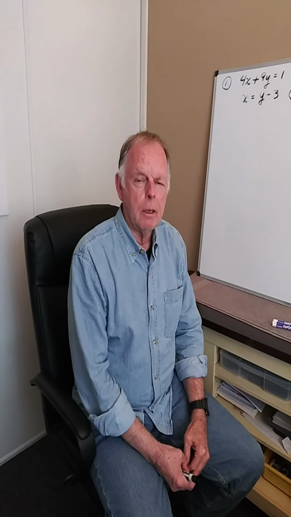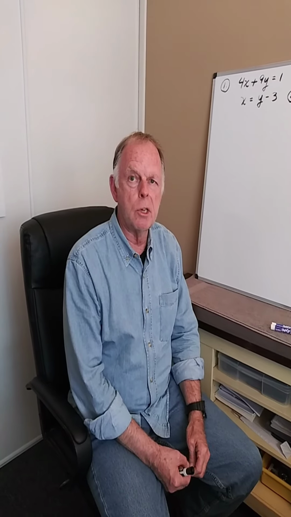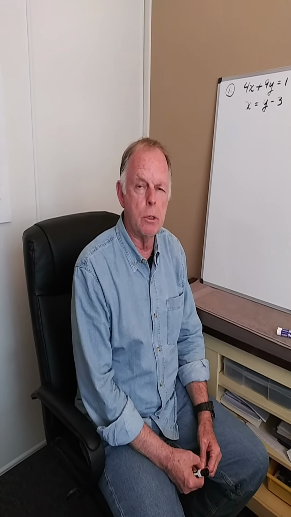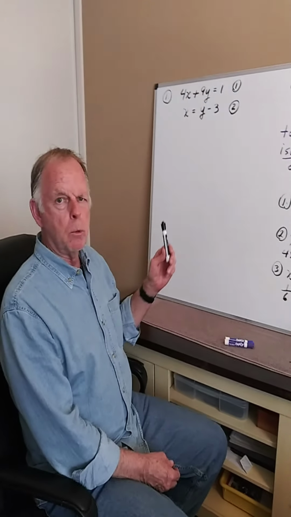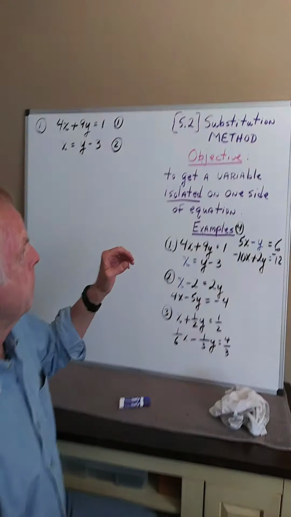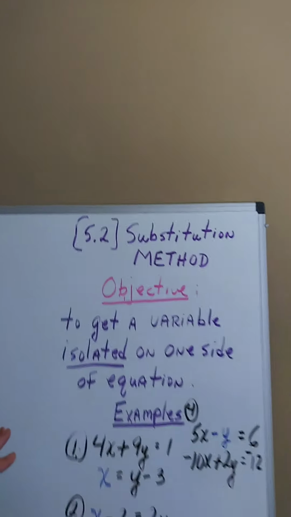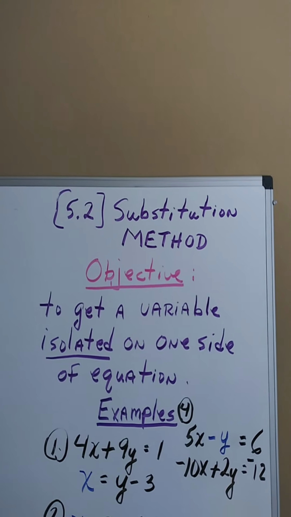Okay, folks, we're going to move into 5.2 on systems of linear equations in two variables. This is just a quick review. 5.1 was the graphing method. We now go to 5.2. 5.2 is an algebraic method. It's called the substitution method.